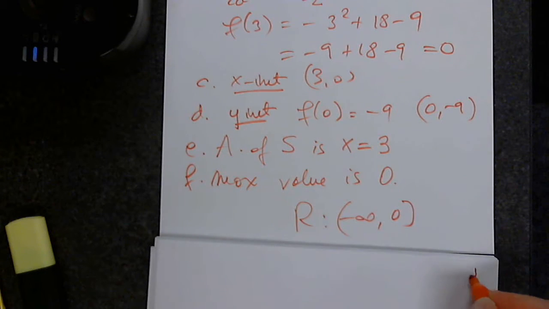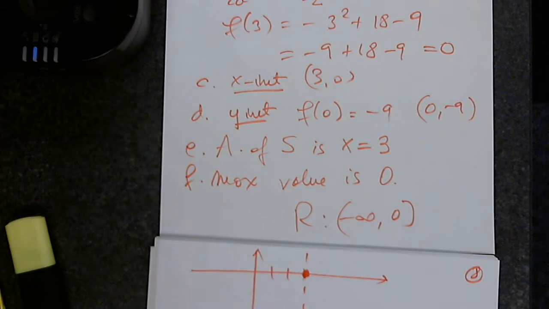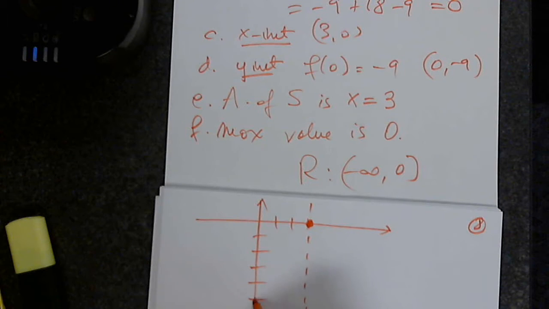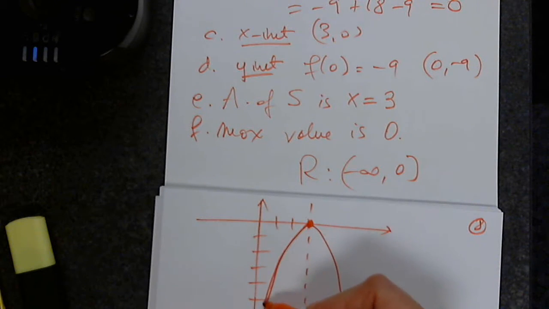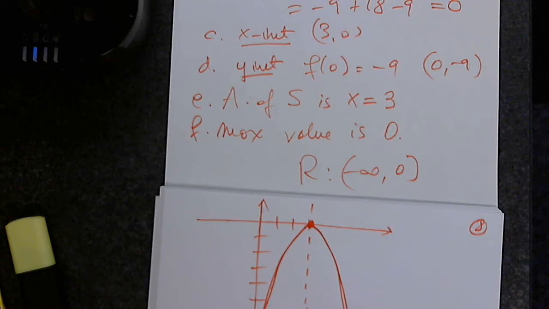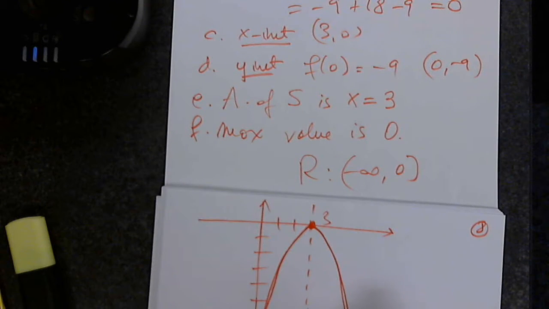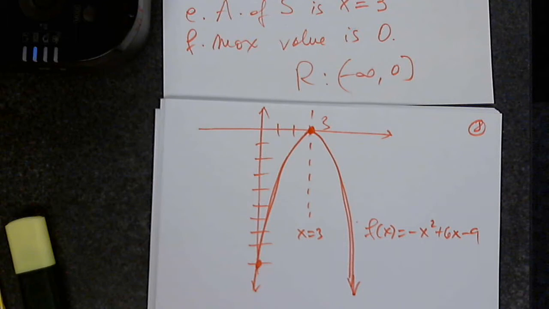So I have to graph the vertex first. 1, 2, 3, 0. I graph the axis of symmetry. And then I plot 0, comma, negative 9. And then I graph the function, trying to make it as symmetric as possible. It's not symmetric, but at least I tried. So this is the function we just graphed.